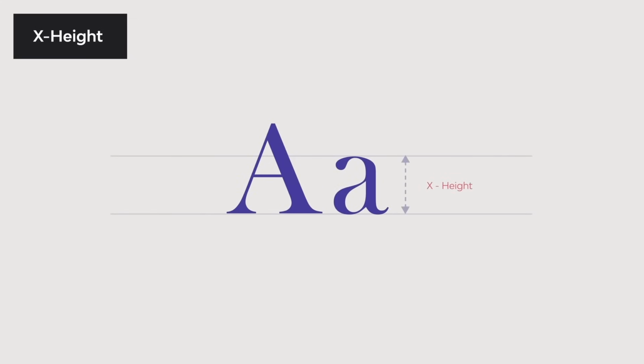X height refers to the height of the lowercase characters in proportion to the capitals. The taller the X height, the more legible the typeface tends to be. This is because at a smaller point size, the taller X height helps the reader distinguish the characters.